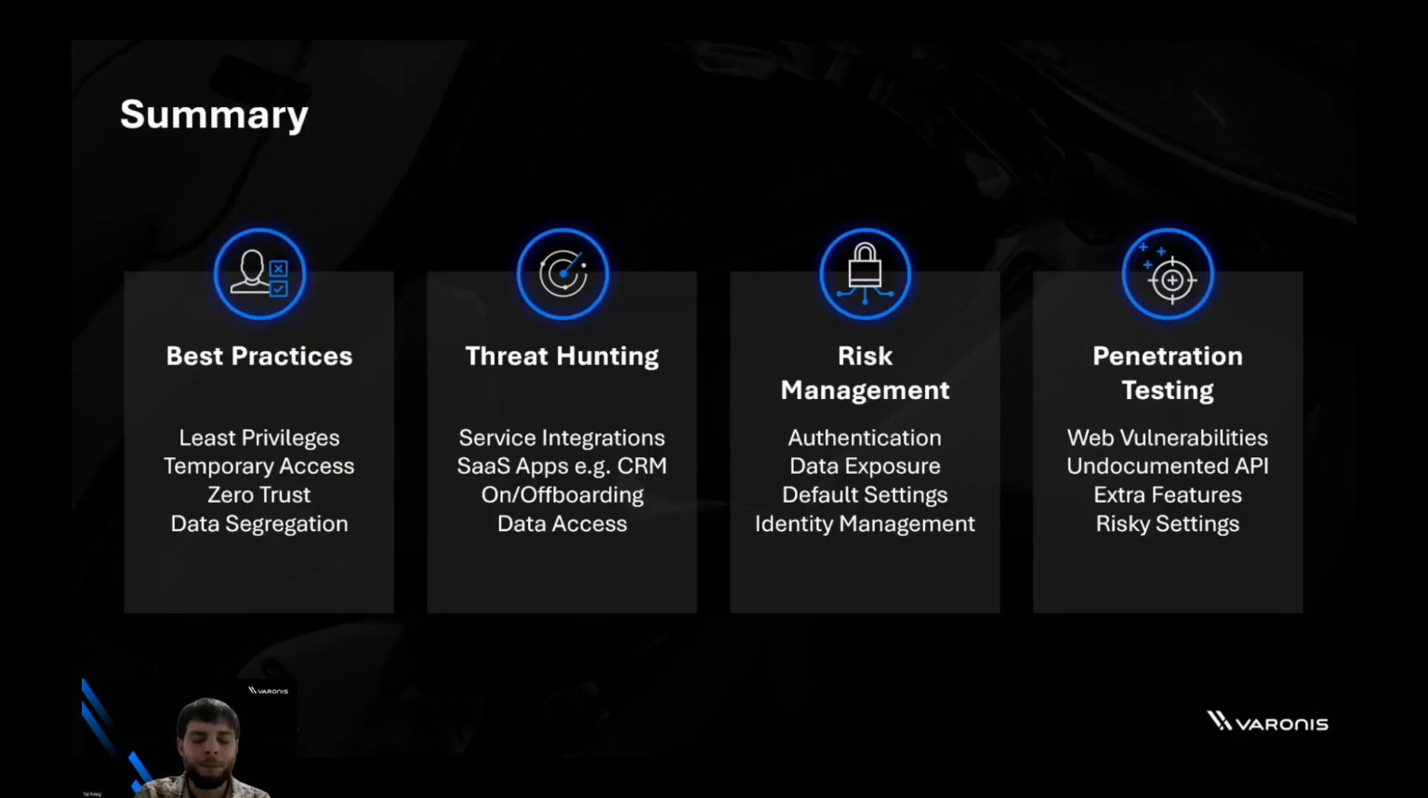So, what have we seen today? For best practices, we talked about least privileges, using temporary access, zero trust, and data segregation. We want to especially monitor service integrations, inconsistencies in onboarding and offboarding, and data access. And we do not want to forget about SaaS applications, such as CRMs. We want to manage the configurations that we can control, such as authentication methods and sharing settings. And when testing web applications, a good place to start looking is at undocumented APIs and extra features that are not the main business of a company. But moreover, we want to look at how the service provider may have misconfigured their cloud environment.